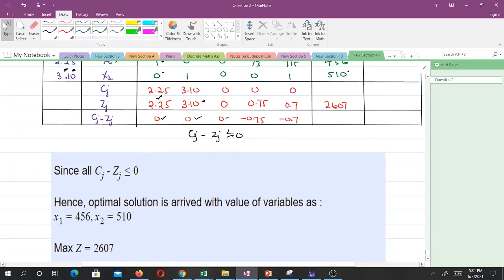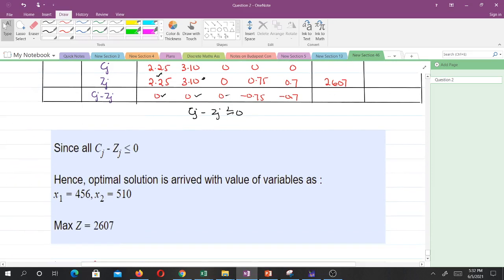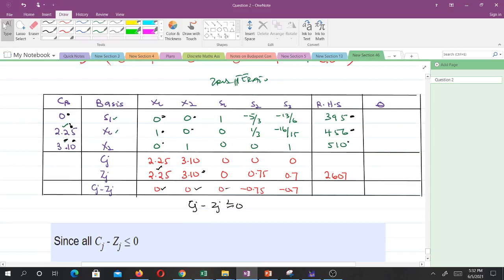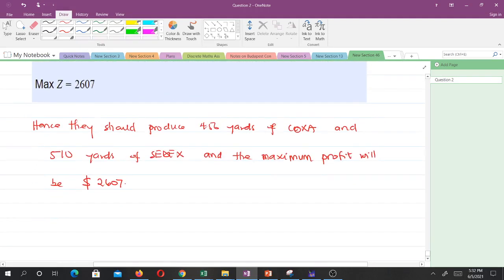Okay, so it says since all the CJ minus ZJ are less than or equal to 0, hence optimal solution is arrived with value of variables as, so X1 is 456 and X2 is 510. Okay, so you can see that here our X1 is 456, which corresponds to what we have at the right hand side, and our X2 is 510. Okay, and our S1 will be 395. Okay, so this happens to be the optimal solution. So in conclusion, we will tell the manufacturer to produce 456 yards of COSA and 510 yards of SEDEX, and if the person does that, the maximum profit will be $2,607.